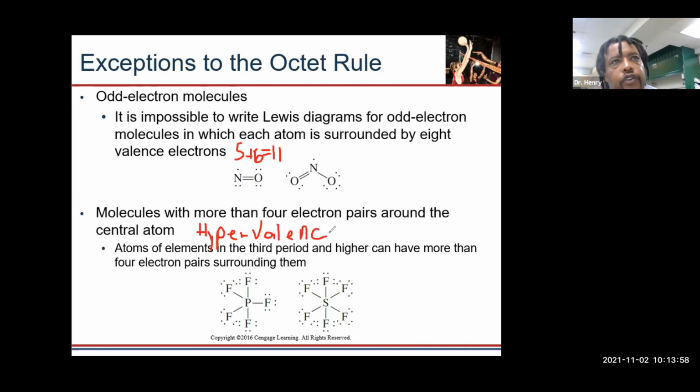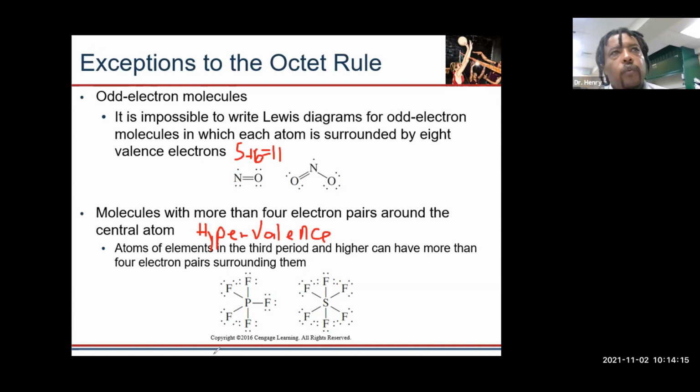Hypervalence basically means that you don't obey the octet rule. You're able to have more around you. So if we take a look at the phosphorus here, it has 2, 4, 6, 8, 10 around, where the fluorine has 8 around it.